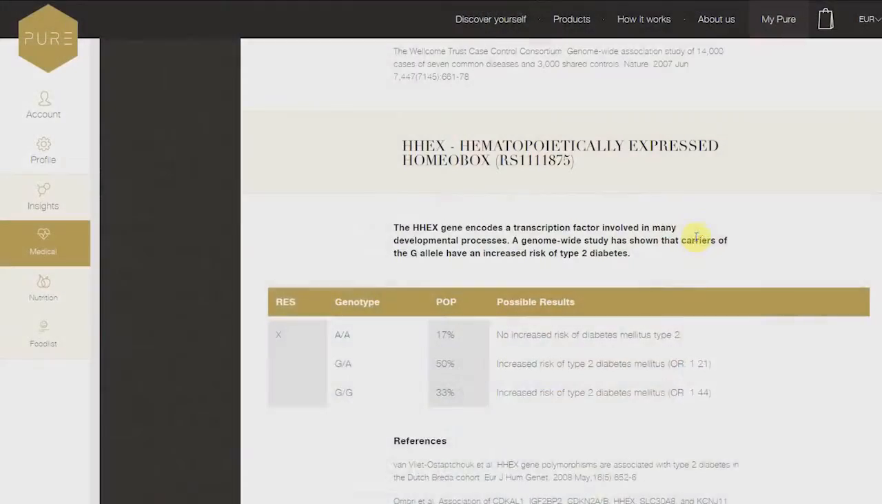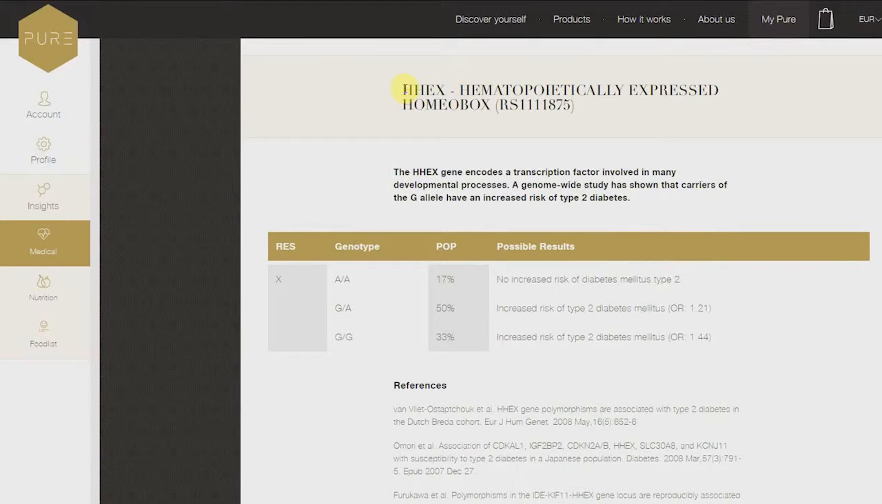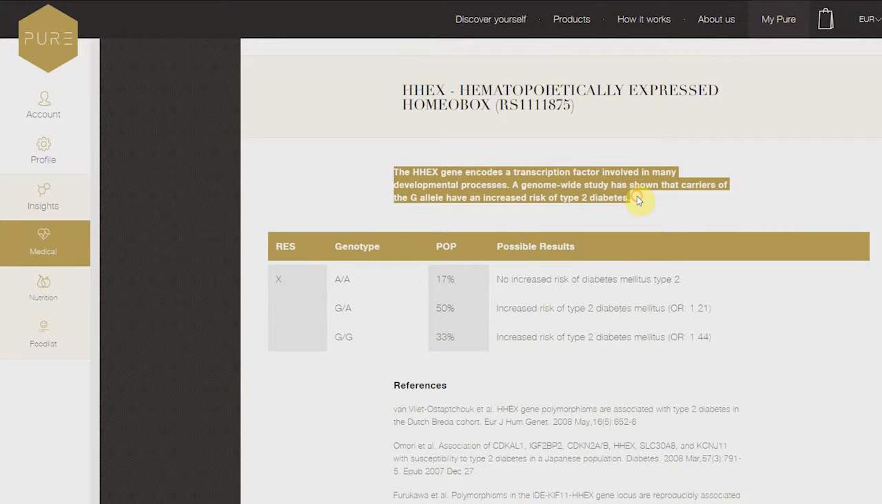So it looks something like this. For every gene, this for example is the HHEX gene, you see the name of the gene as well as the RS number. As I've explained before, this is the catalog number of the genetic variation that we're interested in. Now you find a very short explanation of what this gene does.